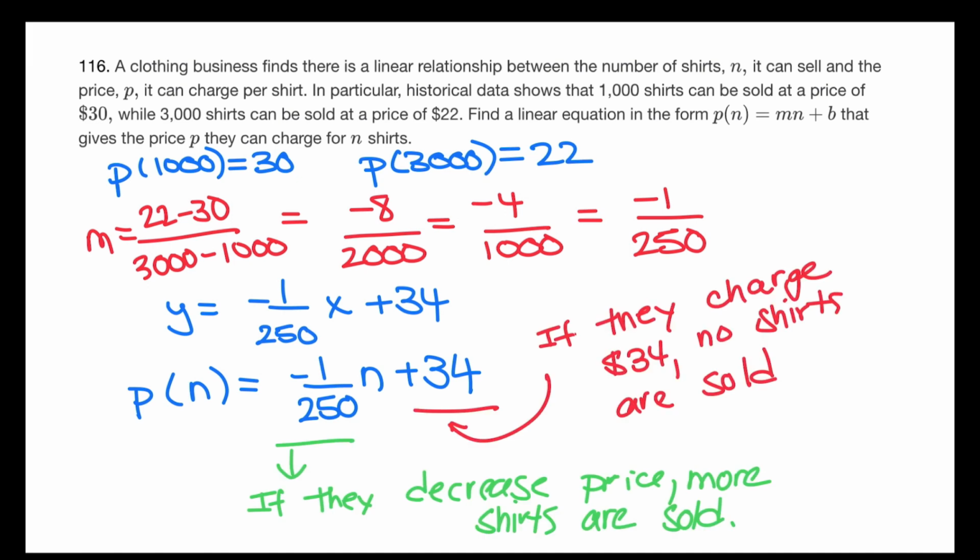They don't ask us to interpret, but what these numbers are telling us, that 34 is our initial value, or our y-intercept. So that's telling us when n is 0, P is 34. So in other words, if they charge $34 a shirt, no shirts will be sold. The demand will be 0. The slope is negative, and that's giving us the information that if they decrease the price, more shirts will be sold. And that tells us how much we have to decrease the price for every increase in demand for shirts. All right, that was my last example.